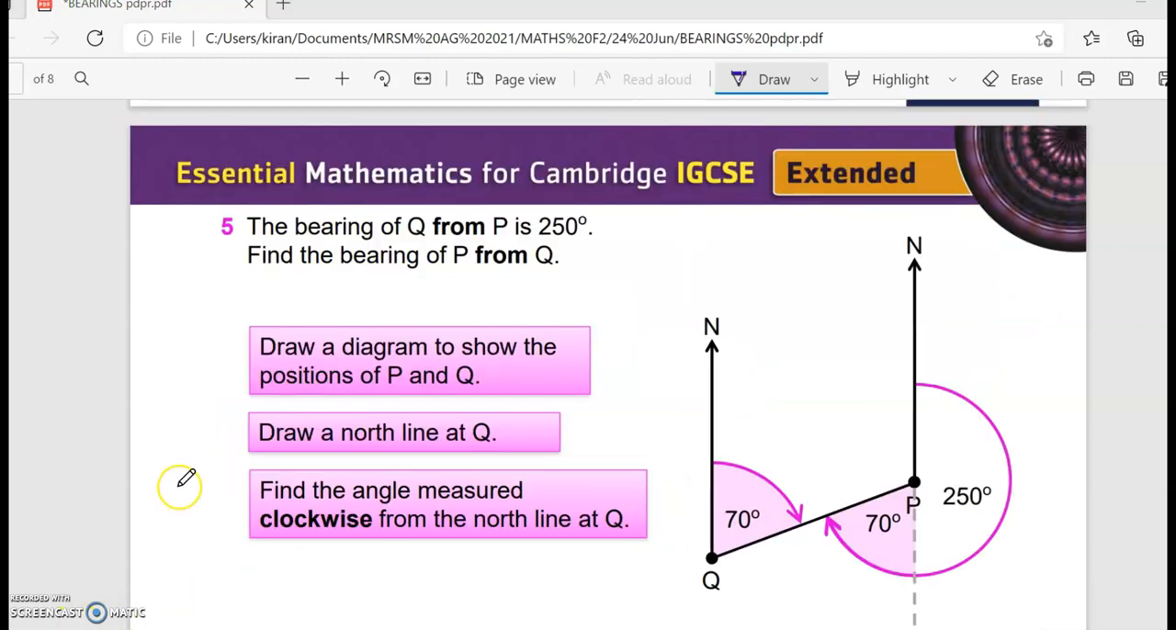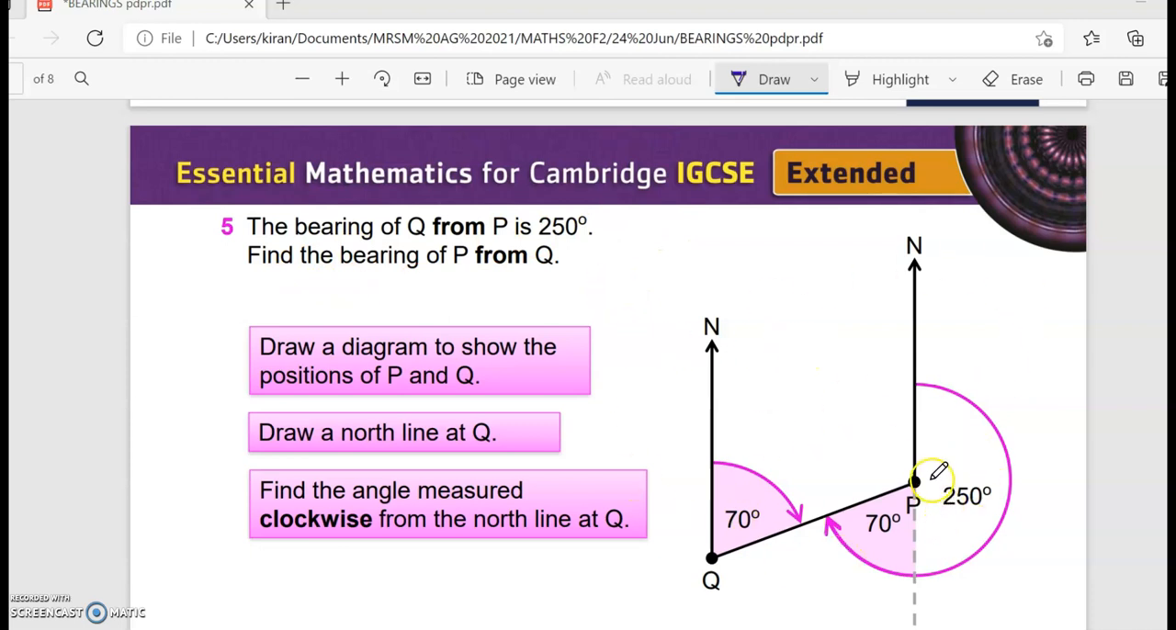Okay, so we go to example 5. The bearing of Q from P is 250 degrees. Find the bearing of P from Q. So as we learned before, usually the question does not give you a diagram, you have to draw it first. They just give wordings, sentences like this. So you have to draw.